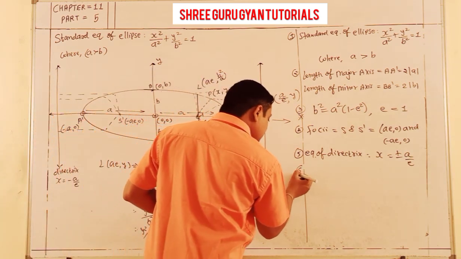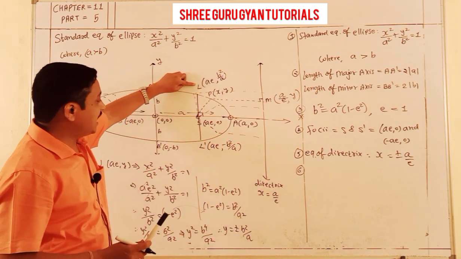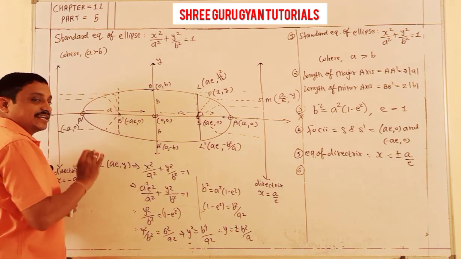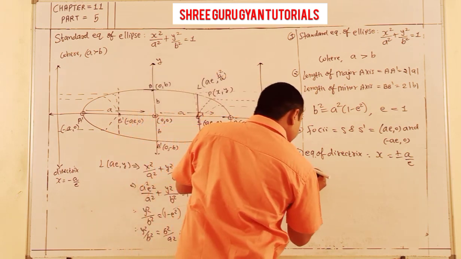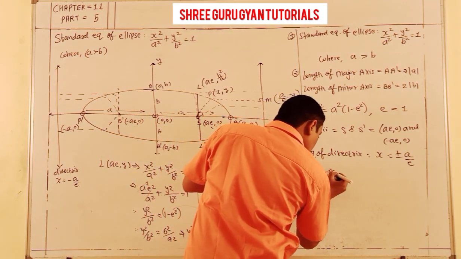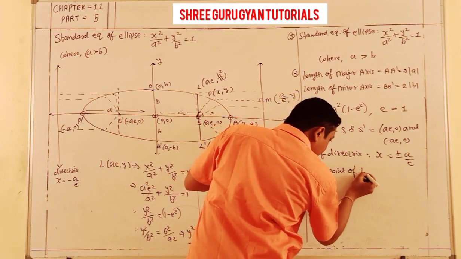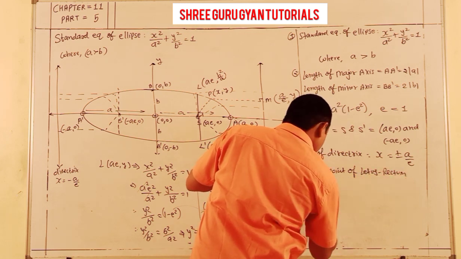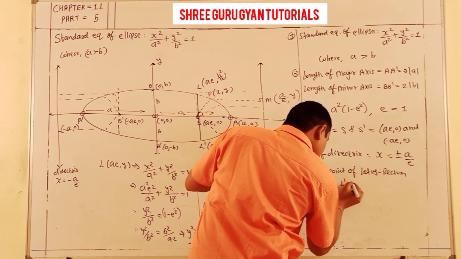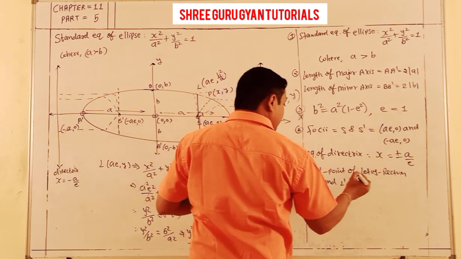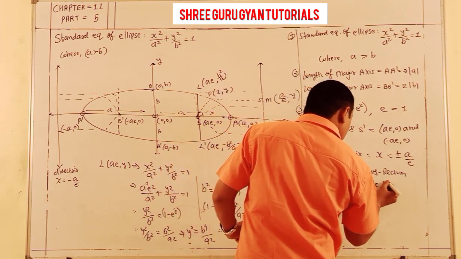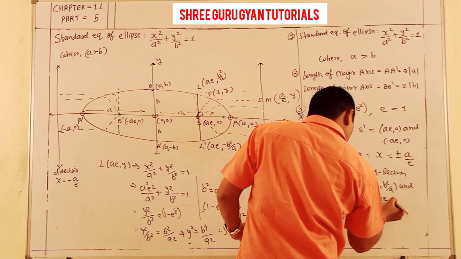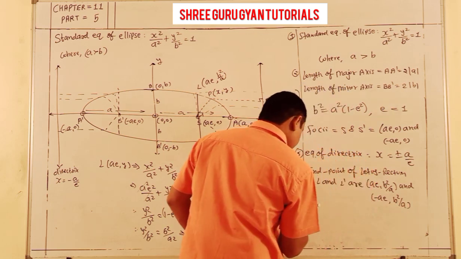Now sixth, I cover this one, L and L dash. This side also possible, students. Latus rectum. So the end points of latus rectum L and L dash are, what is your L? ae comma b square by a, and second, ae comma minus b square by a.